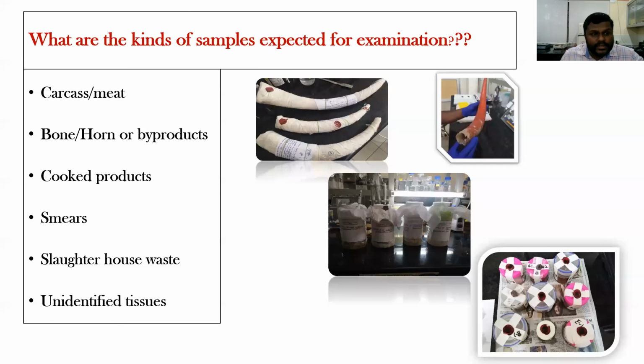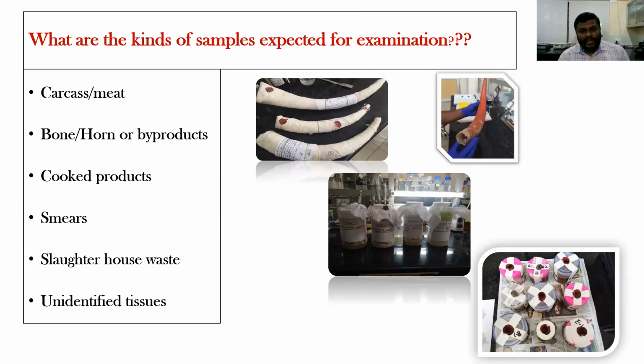We received horns from various states. Sometimes we receive carcass meat. Usually the veterinarians are sending meat. Sometimes we receive bone, horn or other byproducts. When it is related to the food safety department, they send cooked meat products. Nowadays we are receiving samples from the police department, called blood smears. Then sometimes we get slaughterhouse waste, sometimes unidentified tissues.